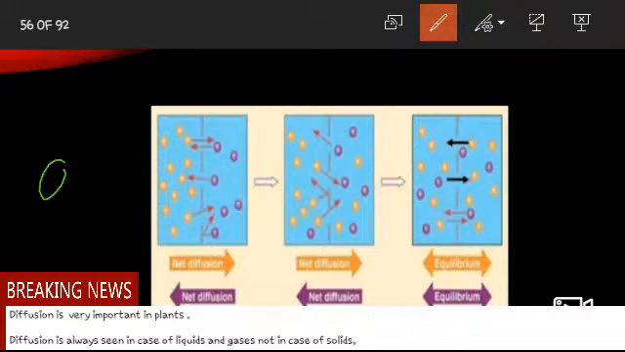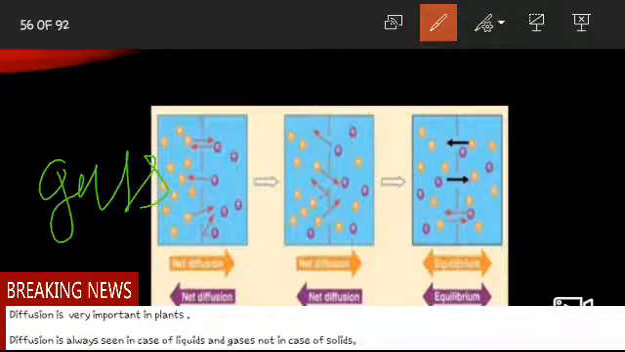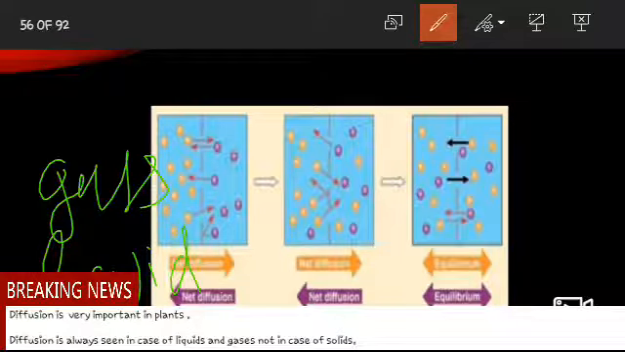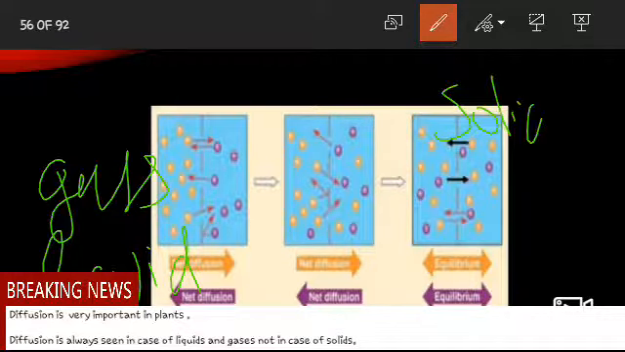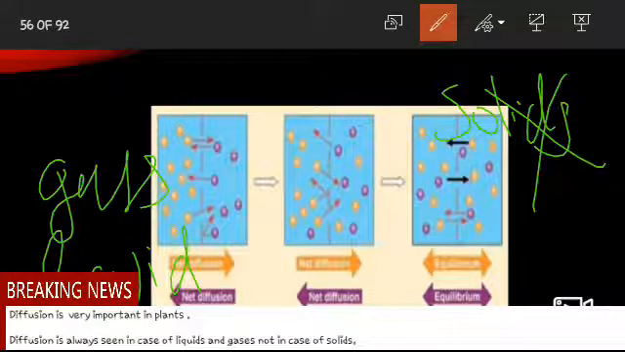Shown in case of gases and liquids. There is no diffusion in case of solids. Diffusion is very important for plants because it is the only way of gaseous movement in plant body. That's why diffusion is very important.